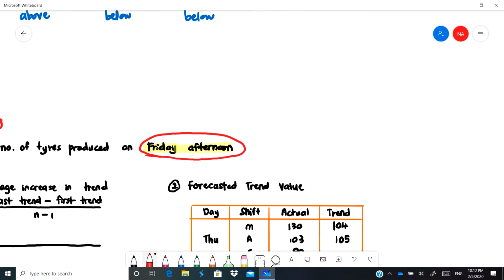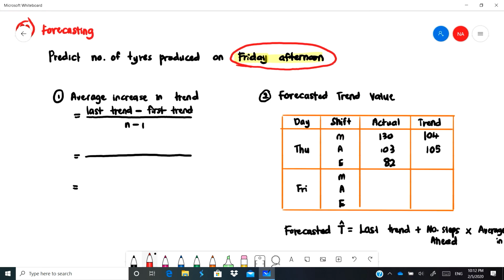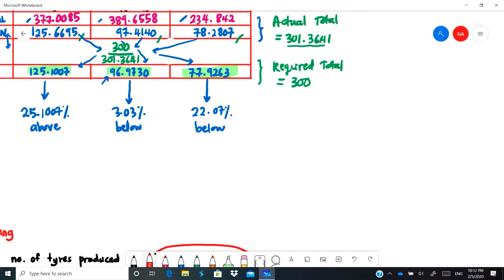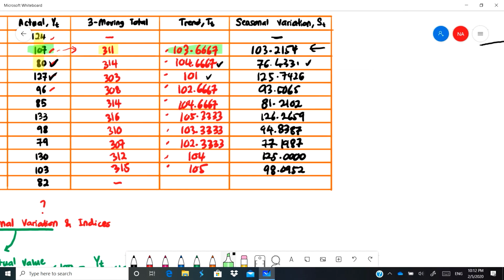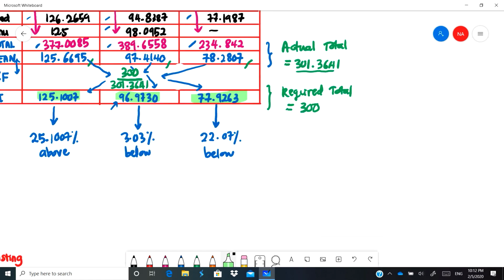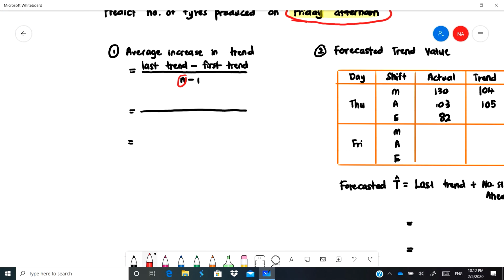So firstly, you will have to find the average increase in trend, which is given by the formula: last trend minus first trend over n minus 1. N is the number of trends. Right, so the last trend, in this case, you look at this table. Your last trend will be this 105 and the first trend will be 103.6667. So you insert into this formula, so you will have 105 minus 103.6667 divided by n.